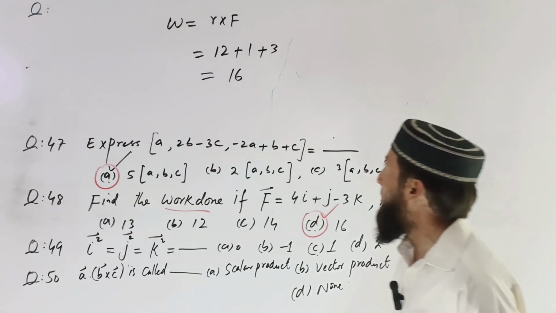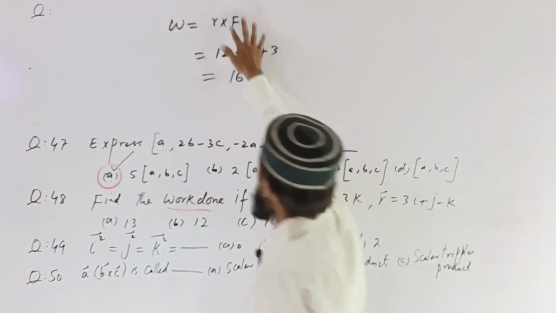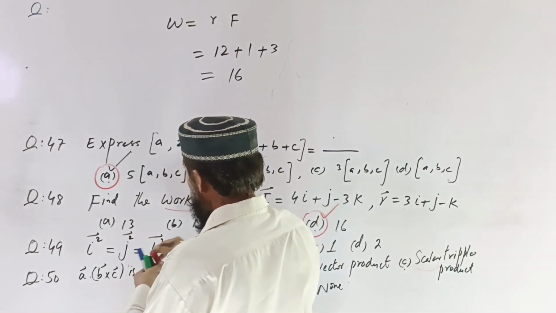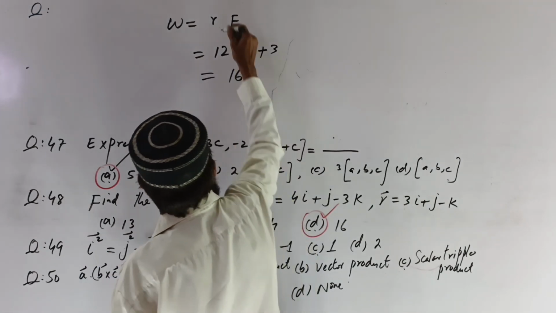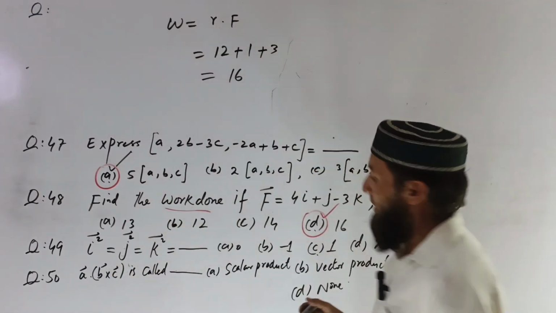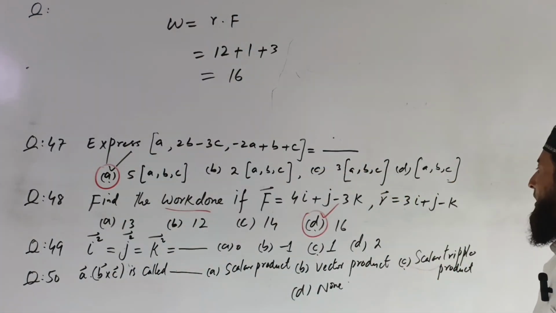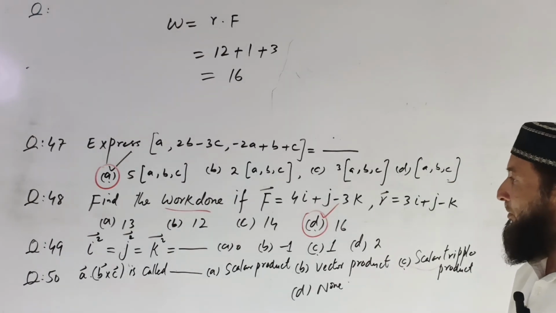So the result will be equal to, and this we can write as a dot product, because in the dot product we apply i dot i, which is equal to 1.